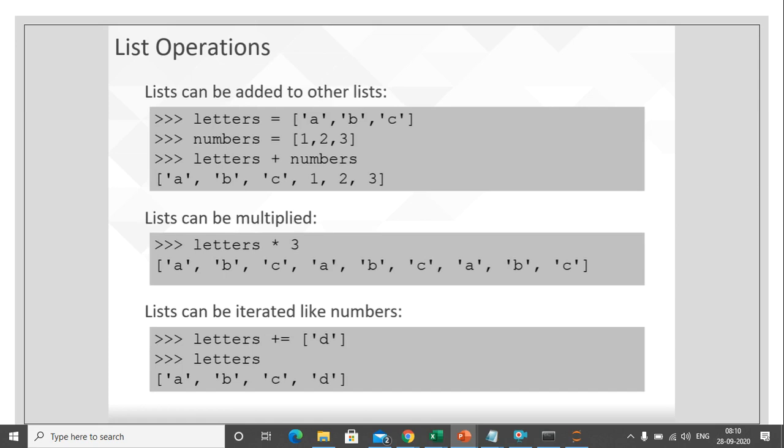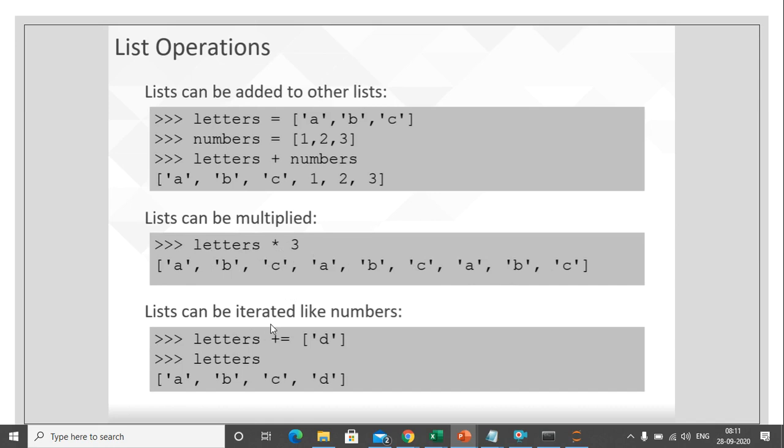So lists can be added to other lists. Here we see letters. This is how we create lists. Let's quickly do this. This is how we create the numbers list, and we can add both of them and see what comes out. These letters are alphabets and these numbers are integers, but as we said, lists are heterogeneous and accept all kinds of things. Here we put both together into one. Now let's see, it can be multiplied. If you say letters multiplied by 3, it will print abc three times within the list.